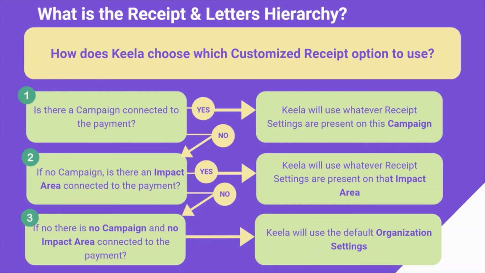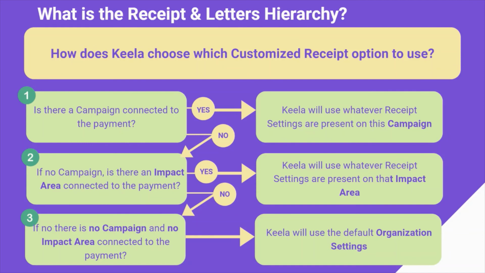But if all the toggles are turned off, or one of the toggles is turned off and one is turned on, Keeler will use whatever customization is present. And if the toggle is turned off, then Keeler will default to the organization receipt. If there is no campaign and no impact area connected to the payment, then Keeler won't check. It'll just default directly to the receipt settings and customization that you have on your default organization level.